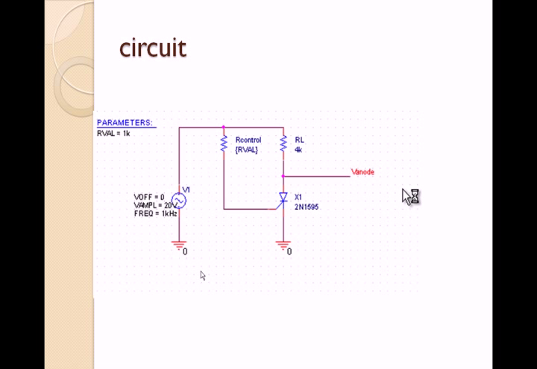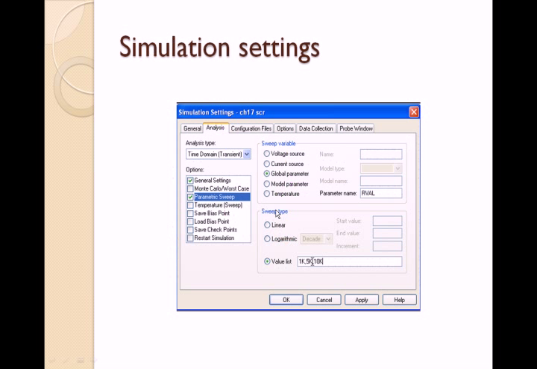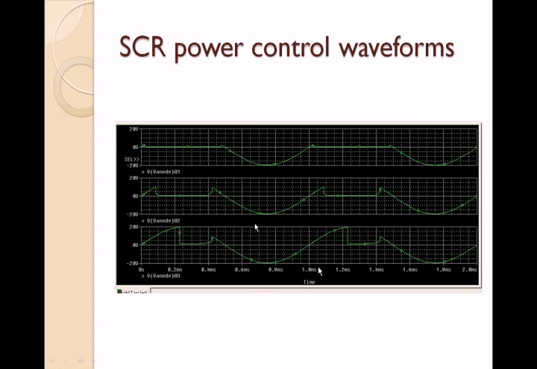This is a schematic test circuit. We give a sine wave of 20 volts amplitude at 1 kilohertz to the V control, and that goes through the R control to the gate of the SCR. We gave various R values to the R: 1K, 5K, 10K. Now this is the power control waveform at 1K, 5K and 10K.